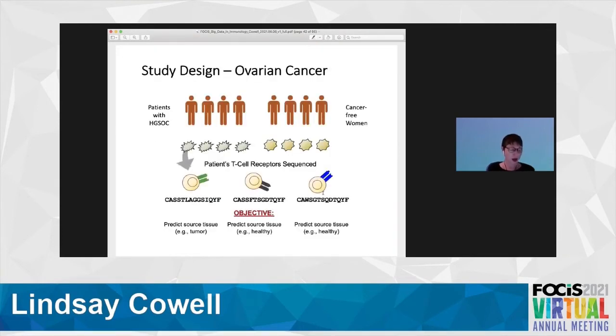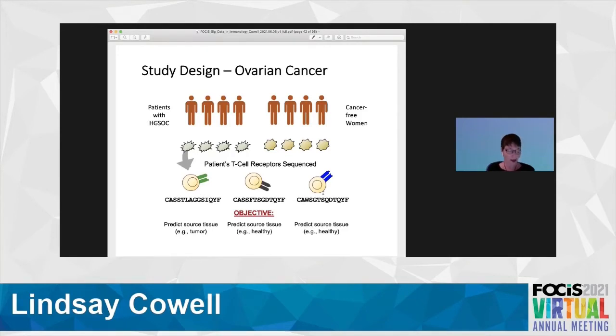So we used these results to justify funding for a study in which we sequenced repertoires from patient samples collected at UT Southwestern Medical Center, which is my institution. We conducted the pilot study in ovarian cancer, a cancer type for which early detection methods are urgently needed. We collected tumor samples from patients with high-grade serous ovarian carcinoma, and we collected healthy ovarian tissue from cancer-free women. So in this study, we have true control data.